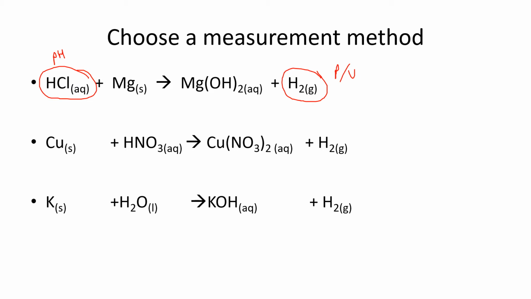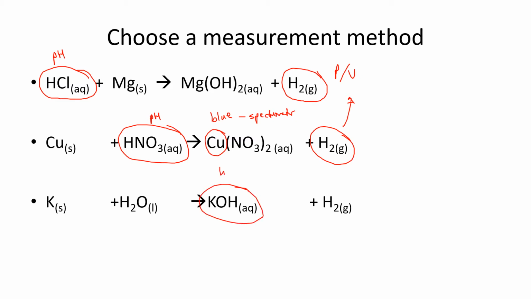In this next one, we have another acid here. This is nitric acid, so we could use pH as well for that. We also have copper ions, which are blue, and so you could use your spectrometer for that. Or you could use the pressure or volume approach again for gases. On the other side here, what do we have? We have a base being made, so you could use pH for this. Again, you have a gas that's being formed, so again, pressure and volume could be used.